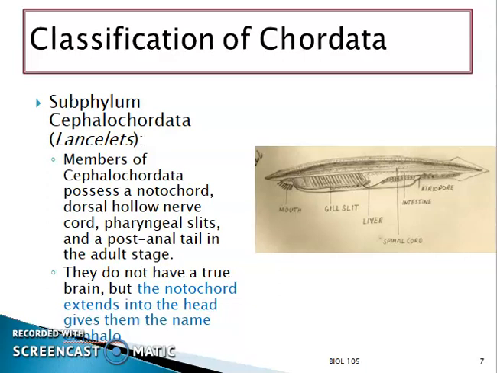Today we are going to talk about classification of chordates. We already have done various important characteristics of chordates. Now we are continuing with the classification. So Chordata is classified into four different subphyla: Cephalochordata, Hemichordata, Urochordata, and Vertebrata.